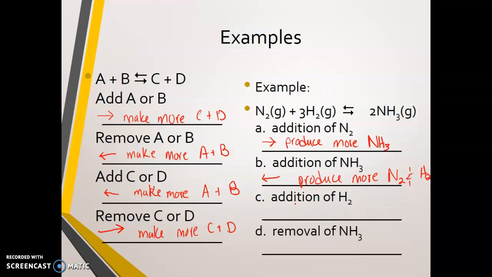If we add more H2, that is going to drive the reaction to the right and produce more of our product. And then if we remove some of our NH3, our product, we want to be able to replace that. So that's also going to drive the reaction to the right to produce more of the NH3.